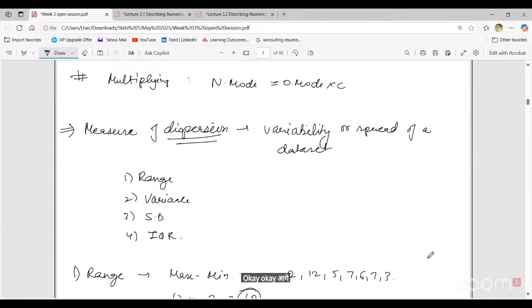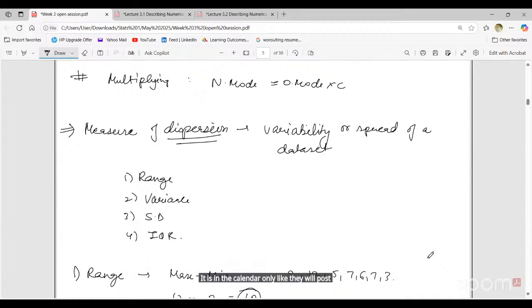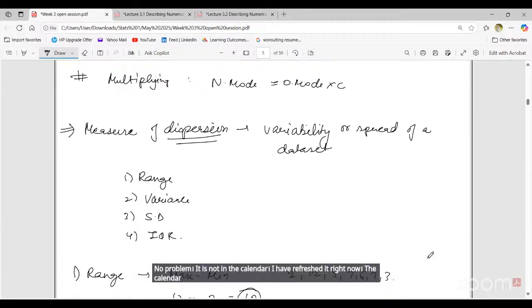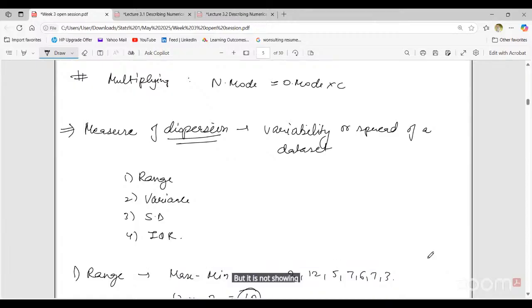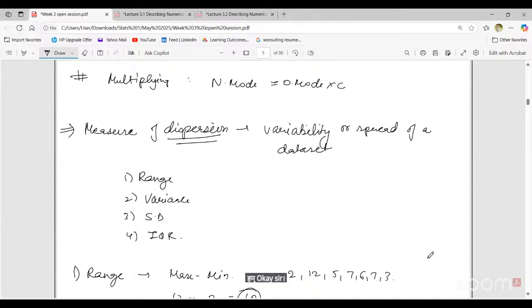Thank you, Muskan. Ma'am, one request: can you please post this YouTube link in the calendar? It is easy to find. It will be posted in the calendar only. No, ma'am, it's not in the calendar. I have refreshed it right now but it is not showing. Yeah, the calendar is not updated. I'll just see to it. For maths we can easily find it from the calendar, so that is the reason I'm saying. Okay. Fine.